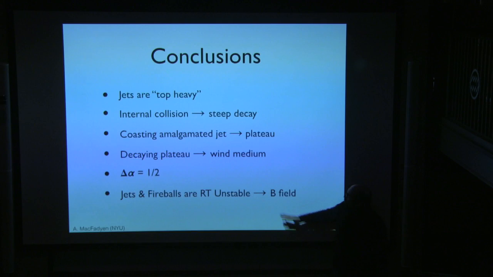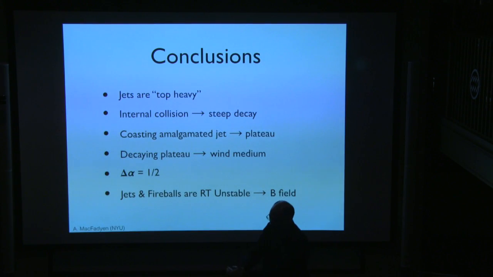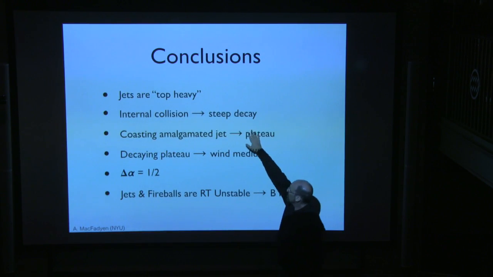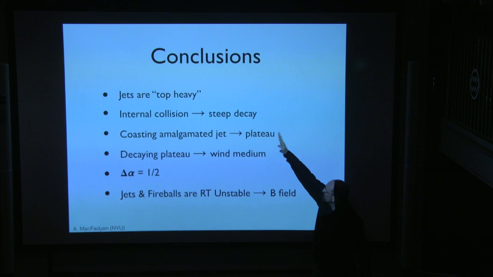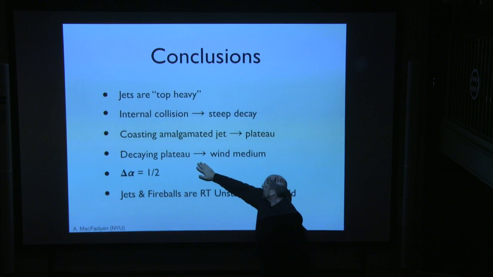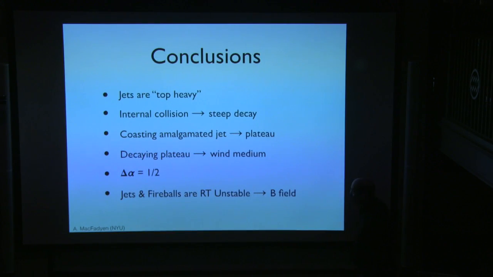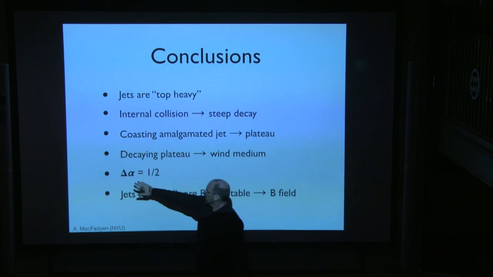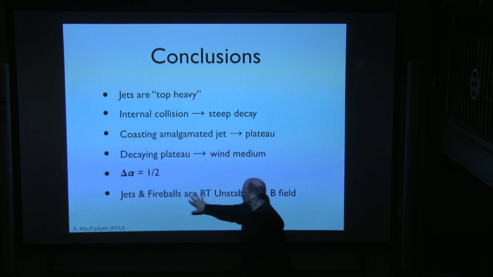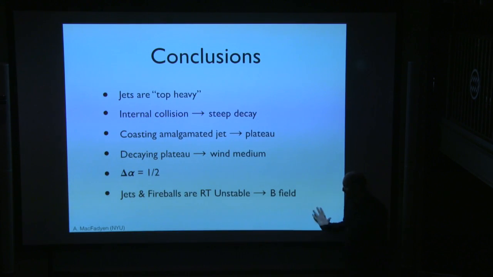So the conclusions are jets have to be top heavy. If a jet breaks out of a star, there's always a little matter at the front. When the jet accelerates, that is causally forced to be in front of the ultra-relativistic jet core. The internal collisions slow down the jet core later, which gives a steep decay. The coasting amalgamated jet causes a plateau. And the decaying plateau implies that there has to be a wind medium. We predict delta alpha between the optical and X-ray slopes to be 1/2 in contrast to 1/4. And just to remind everyone that jets and particles are Rayleigh-Taylor unstable, and that might be a way to generate magnetic fields. Thank you.